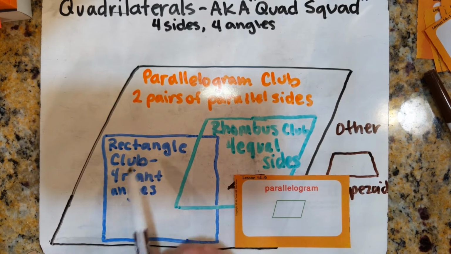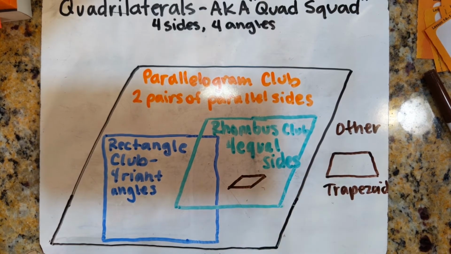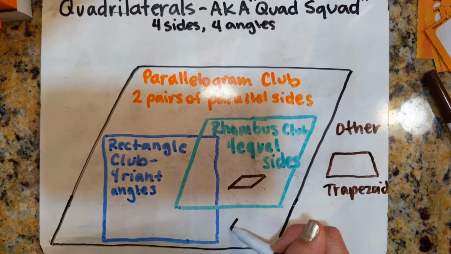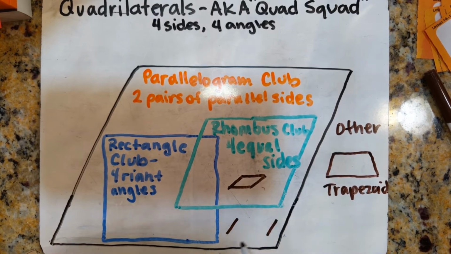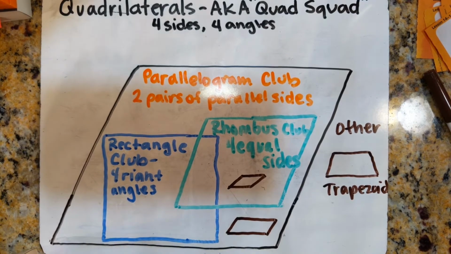It is not a rectangle because it doesn't have 4 right angles. None of these are right angles. Okay, so it's just going to be in here. Let's draw one. Okay, there's one. All right, next one.